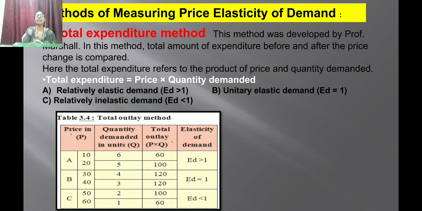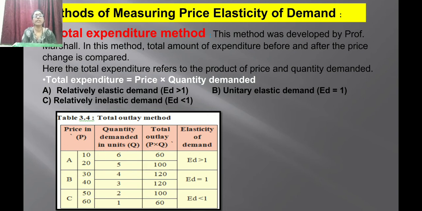इलास्टिसिटी ऑफ डिमांड 1 से अगर ज्यादा है उसको हम रिलेटिवली इलास्टिक डिमांड बोलते हैं. रिलेटिवली इनइलास्टिक डिमांड को कब बोलते हैं? जब इलास्टिसिटी ऑफ डिमांड 1 से लेस देन 1 कम है. सो यू डोंट गो इनटू द कंफ्यूजन. You can see in the diagram in the schedule given there.